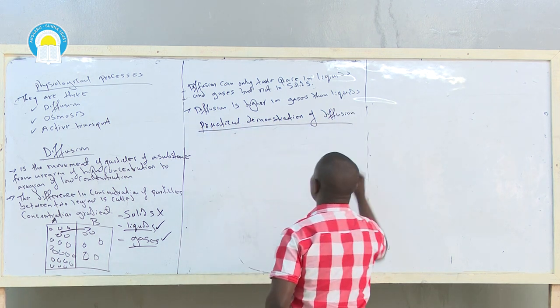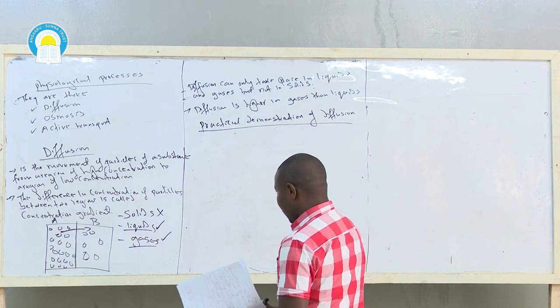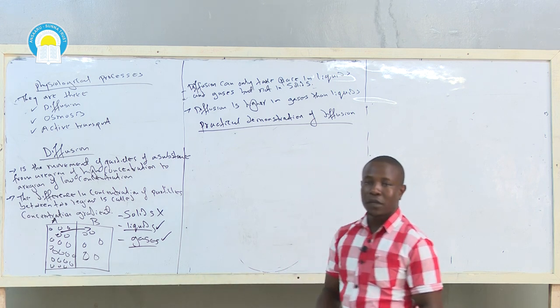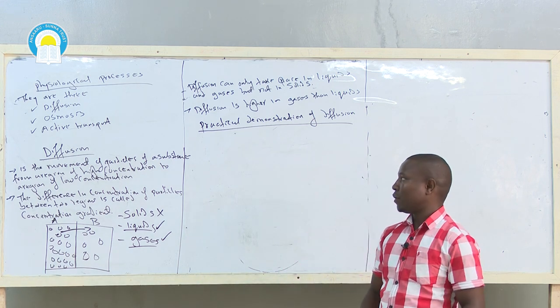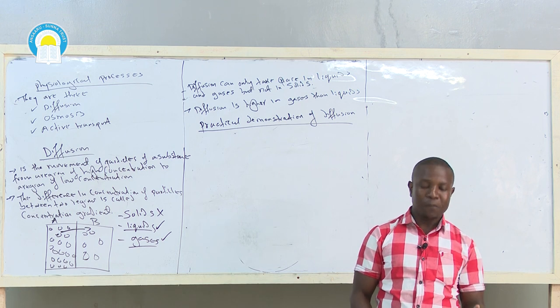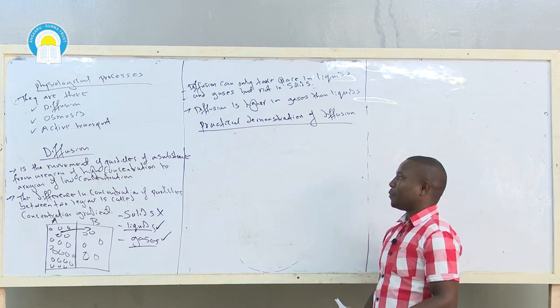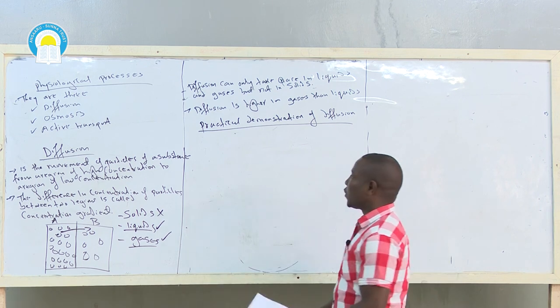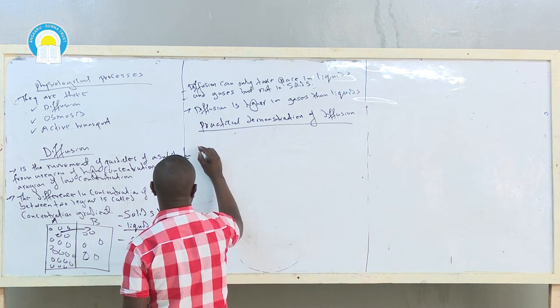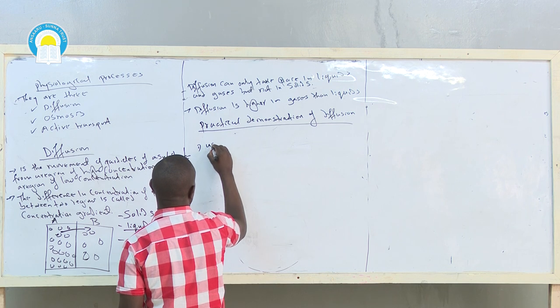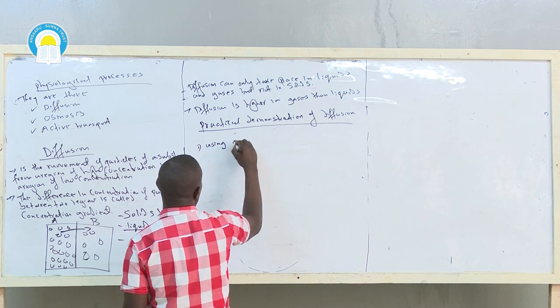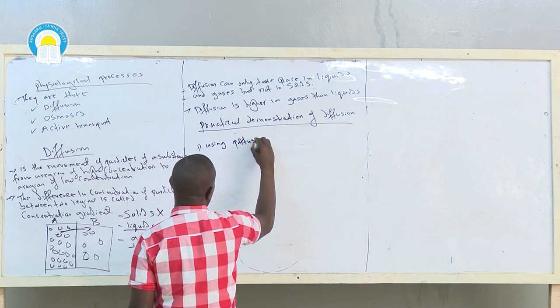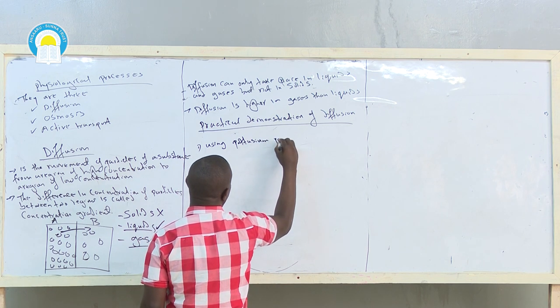So we want to do two practicals. Number one, we use potassium permanganate. And number two, we will use Visking tubing. So let us start with number one, using potassium permanganate.